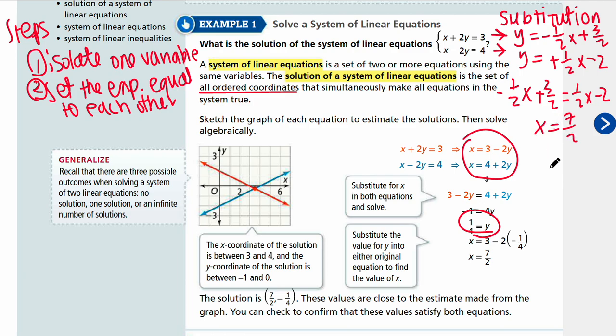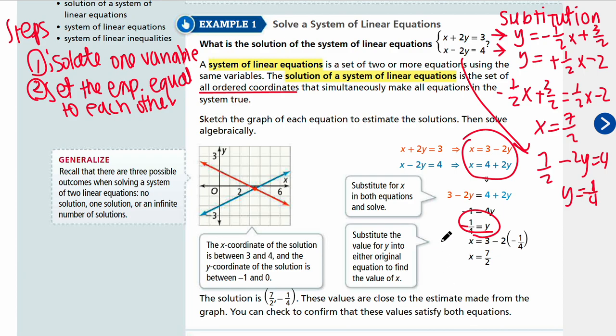And then I substitute x into my original equation. Any equation would be fine. And then I solve for y. 7 over 2, I'm going to substitute in this one, minus 2y would equal 4. So if you solve for y, it should be negative 1 over 4. And then, if you solve for y first, you substitute negative 1 over 4 into your value, and then you will be able to solve for x. Okay?